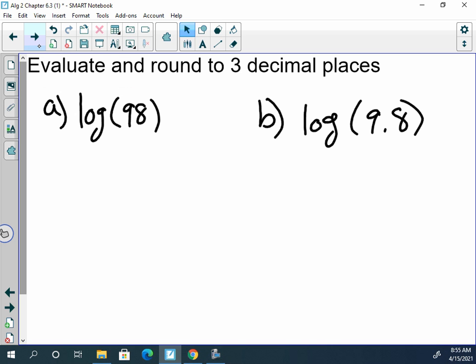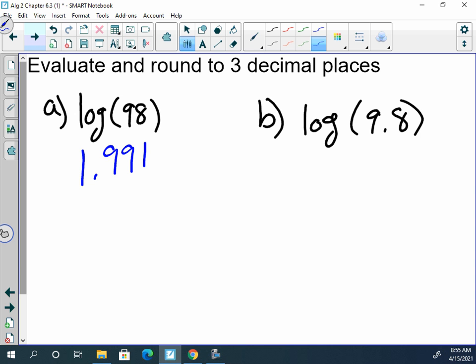So if we took log of 98, what would we get? 1.991. As we know, the base is 10, yes? Well, 10 squared is 100, yes? So we would expect this number to be close to 2 because we're trying to see what power of 10 would give us 98. How about log of 9.8? 0.991. Well, to go from 98 to 9.8, we're just dividing it by 10. We're moving the decimal place.